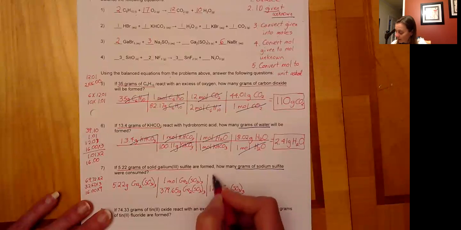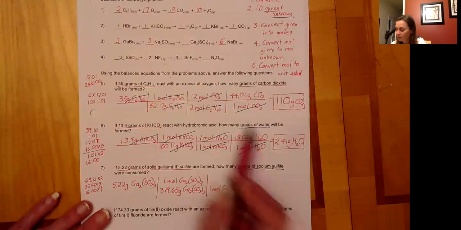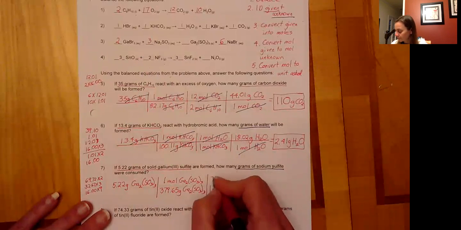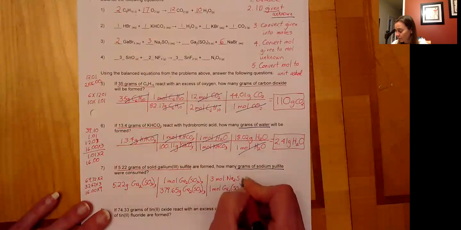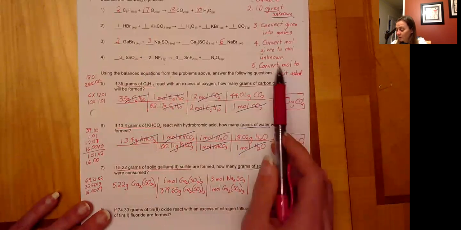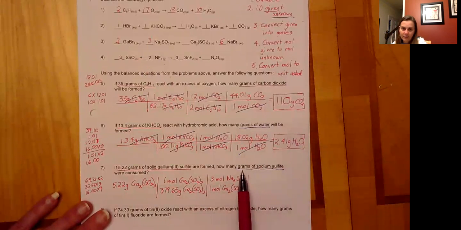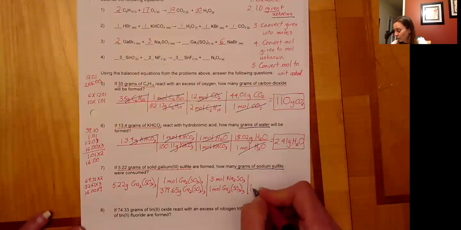And on the top, I'm trying to find grams of sodium sulfite. So I'm going to look at my balanced chemical equation and I'm going to see that I have 3 moles of sodium sulfite. So 3 moles of Na2SO3. And then my last step is going to be converting moles to the unit that I'm asked to find. Again, I'm being asked to find grams, so I'm going to go to molar masses. So 1 mole of sodium sulfite here on the bottom.